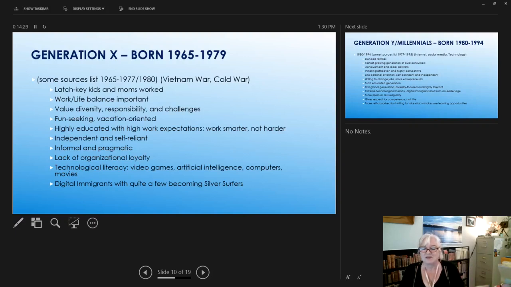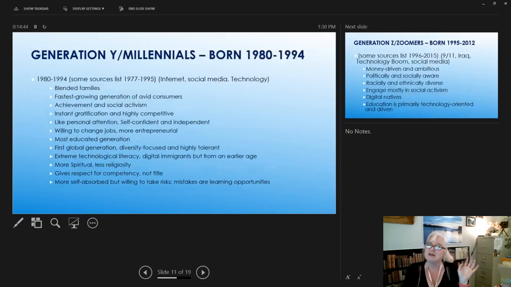And my first phone was in 1991, something like that. Cell phone. Before that, all our phones hung on the wall. And some of us are getting really good at it, and they call us silver surfers. I like to think I'm a silver surfer. We'll see. Gen Y, millennials.